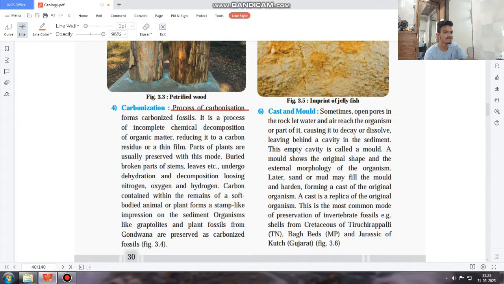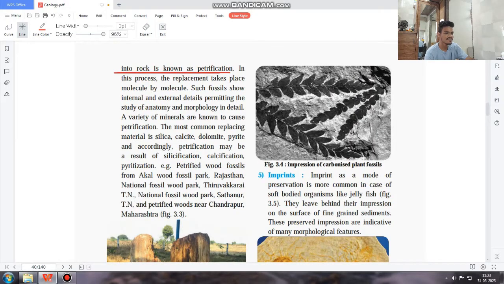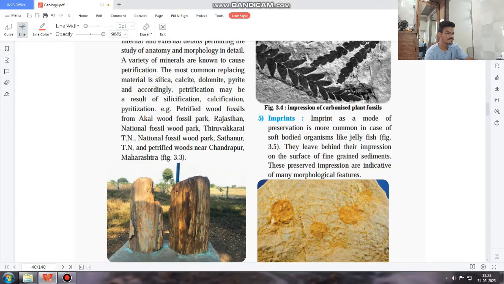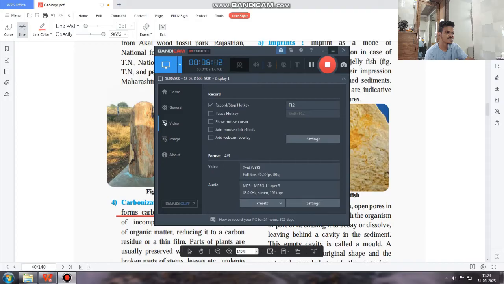Petrified wood is given over here as an example. Next you come to carbonization, the process of carbonization, formed by carbonized fossils. You can read over here. Next is imprints. You can read this also. These are the methods of preservation of fossils.